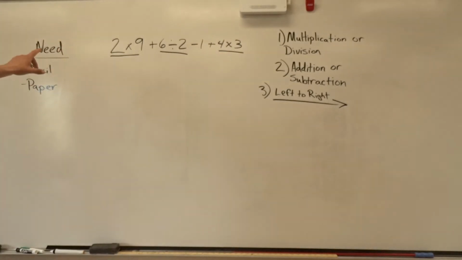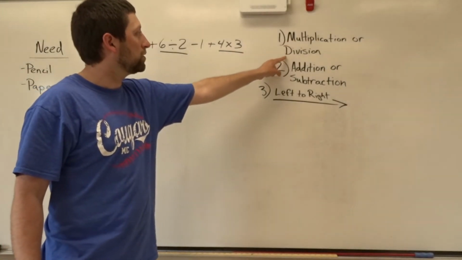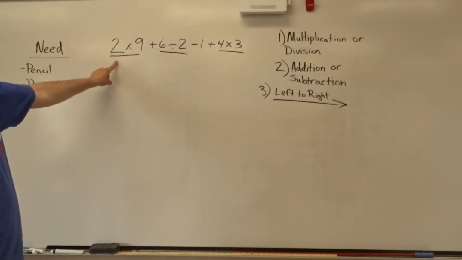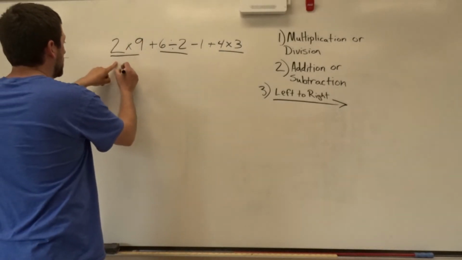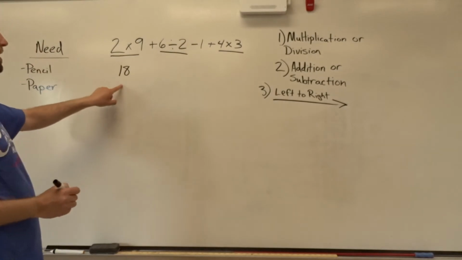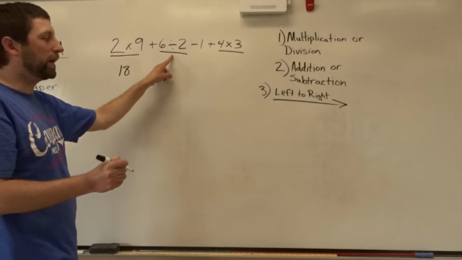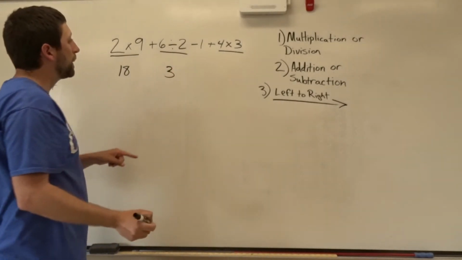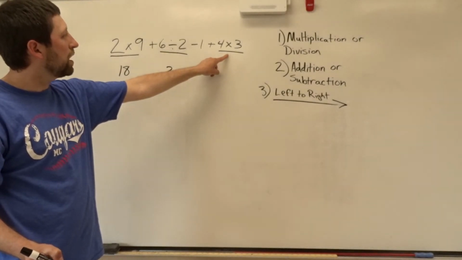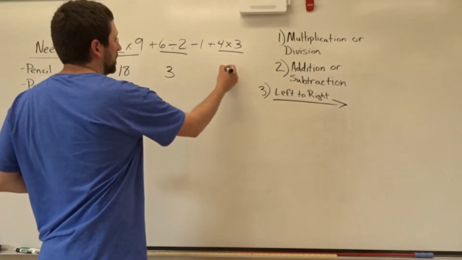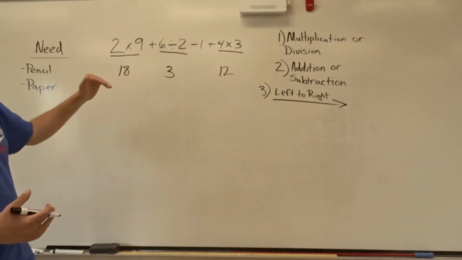Alright, so I'm looking here, and I have to go left to right, and I have to start with either multiplication or division. My first one of those is 2 times 9. Okay, in my head I need to say what is 2 times 9, and that is 18. So I go ahead and write that down here. The next part I need to do is 6 divided by 2. I know that is 3. And then the last part I needed to do here in this line was 4 times 3, and that is 12.